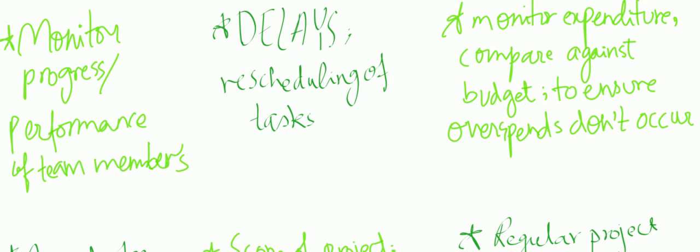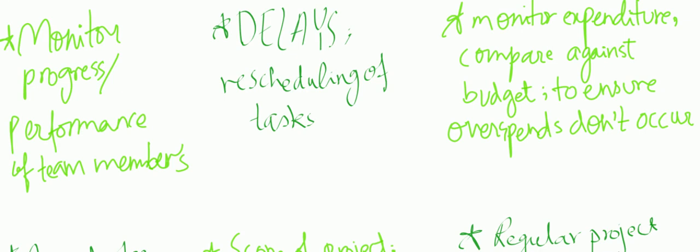You need to reschedule these tasks so that you don't end up in a position where everything is just really messed up, especially tasks which are dependent on other tasks. You have to ensure that they're rescheduled in a really efficient manner. And the third thing is that you need to monitor your expenditure.